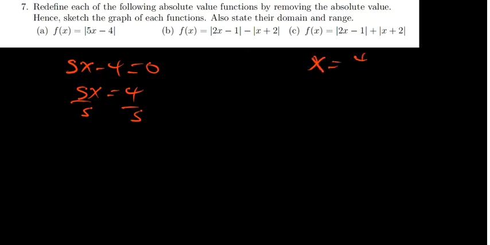You just say 5x minus 4 equals 0. So 5x is equal to 4, divided by 5 on both sides, so my x will be equal to 4 over 5. What I'm going to do now is get two numbers to the right and two numbers to the left of 4 over 5.